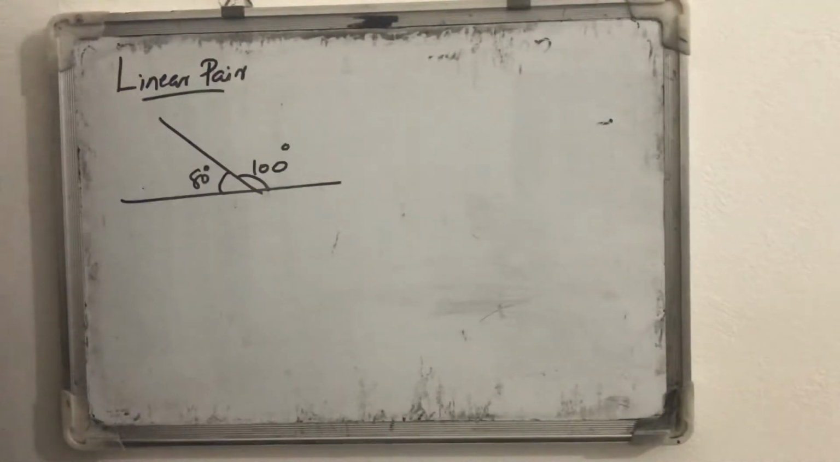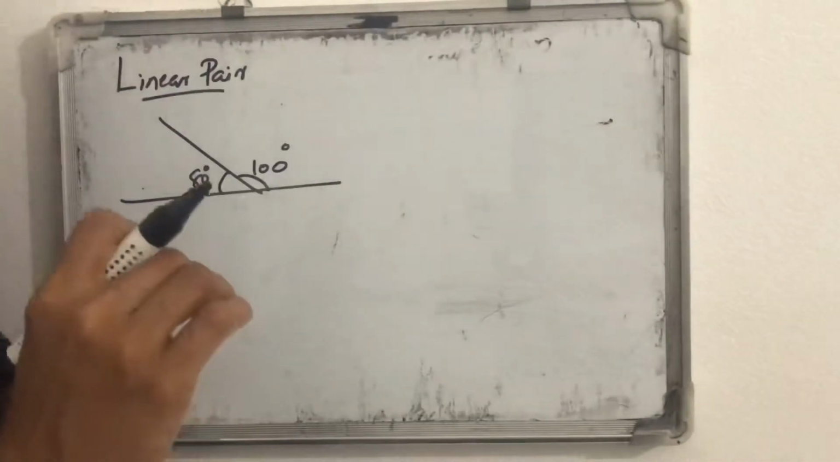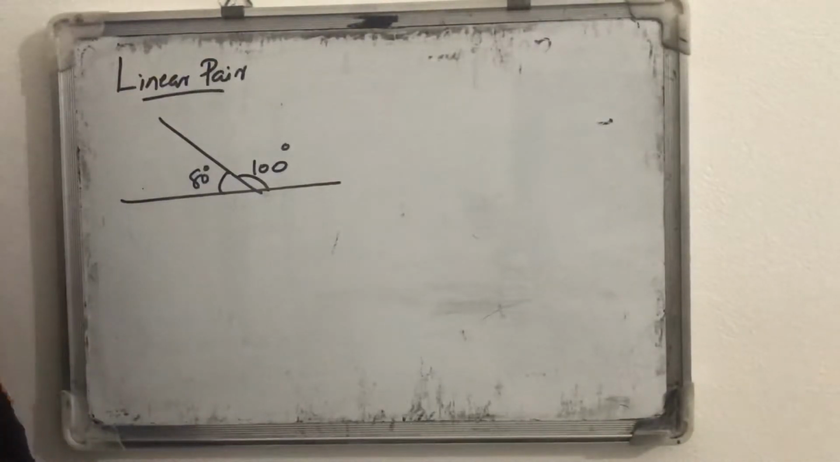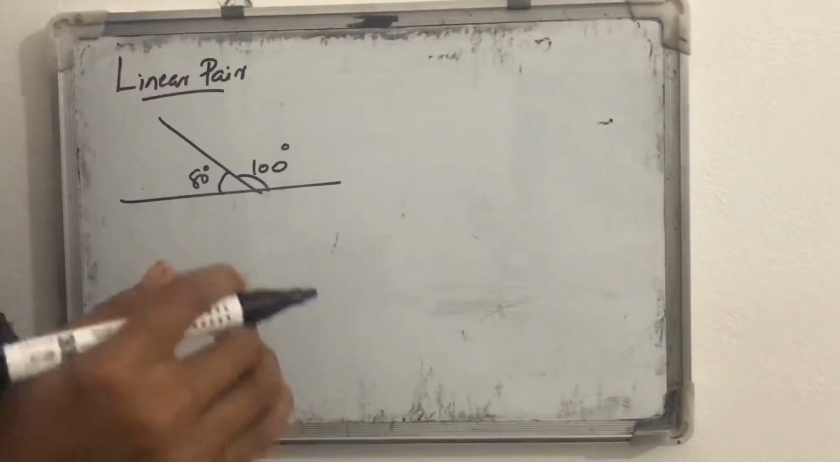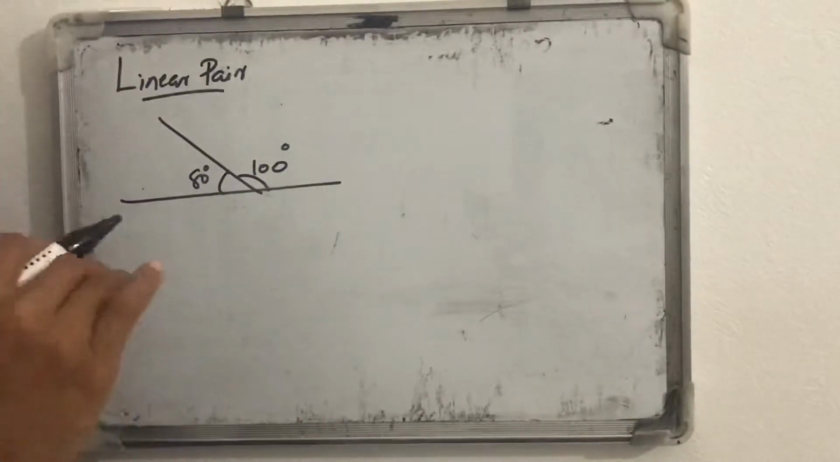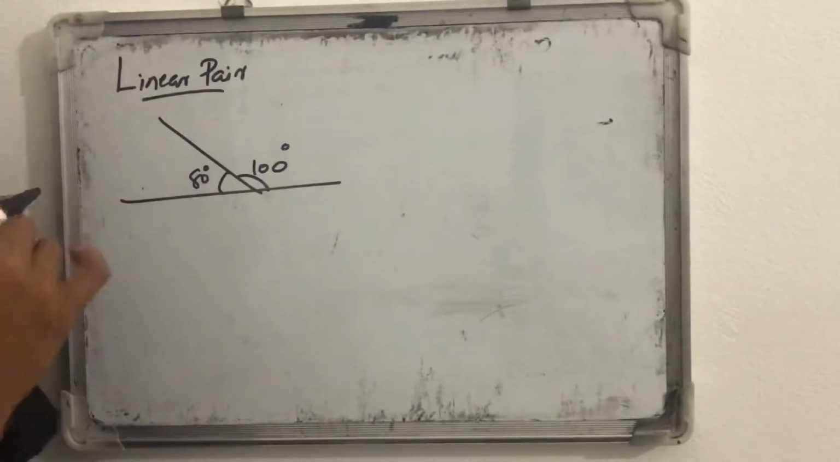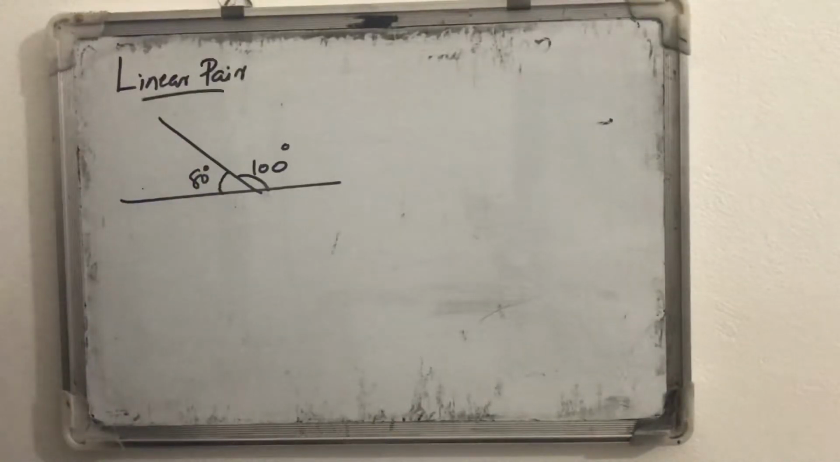Last class we discussed different types of angles: complementary angles, supplementary angles, and adjacent angles. Complementary angles means if the sum of two angles is 90 degrees, then that pair is called complementary. If the sum of two angles is 180 degrees, then those two angles are called supplementary angles. Adjacent angles are two angles with one common arm. And another pair of important angles are linear pairs.